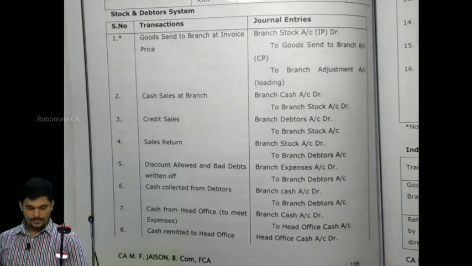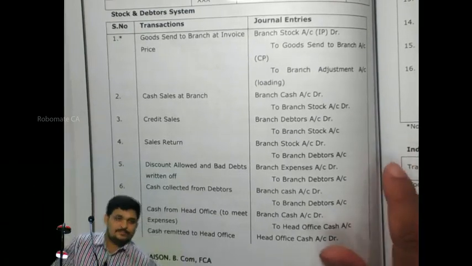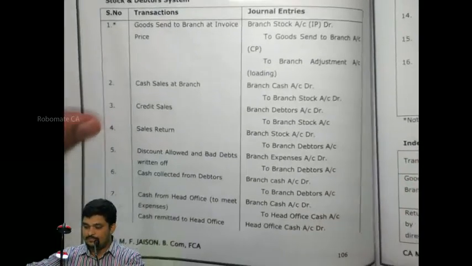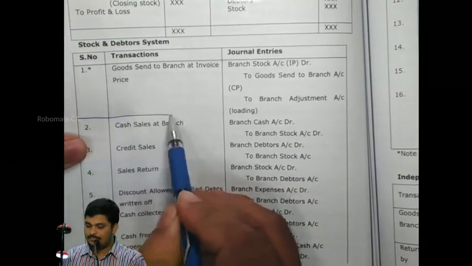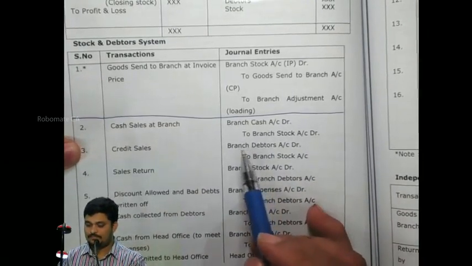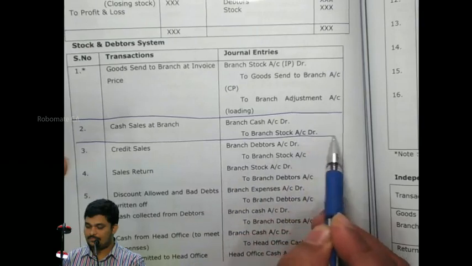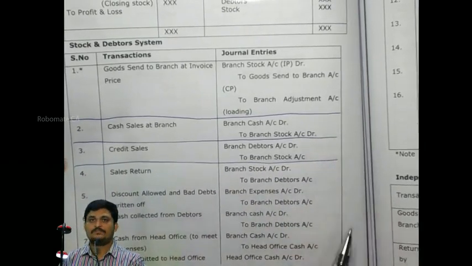Transaction: goods sent to branch at invoice price. Journal entry: Branch stock account debit, to goods sent to branch account, at invoice price. Goods sent to branch at cost price. Cash sales at branch: to branch adjustment account, loading. Cash sales at branch: branch cash account debit, to branch stock account.